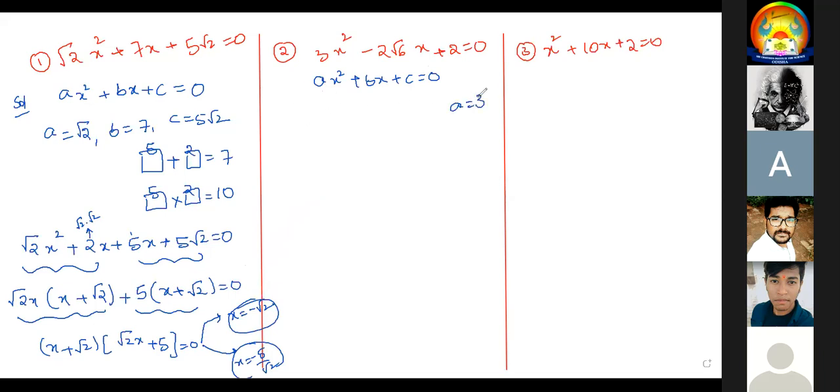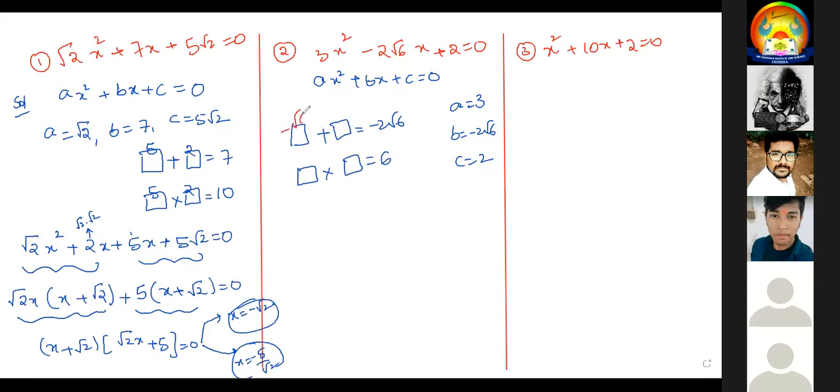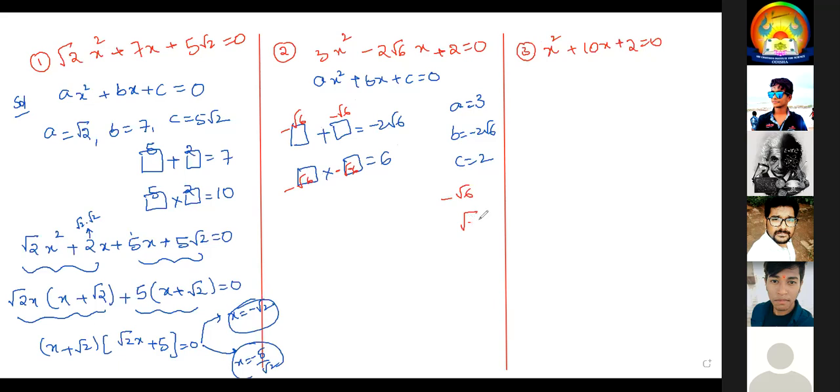So now I compare: a is equal to 3, b equal to minus 2 root 6, c equal to 2. I wanted two numbers whose sum is minus 2 root 6 and whose product is 6. Can anyone? Minus root 6 and minus root 6. It is not square root of minus 6. There is a lot of difference between both the things.